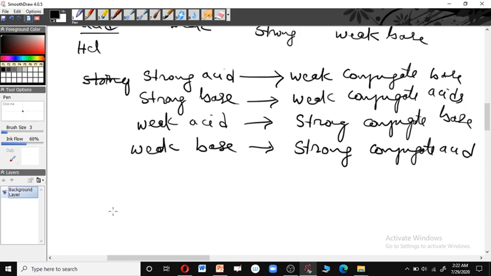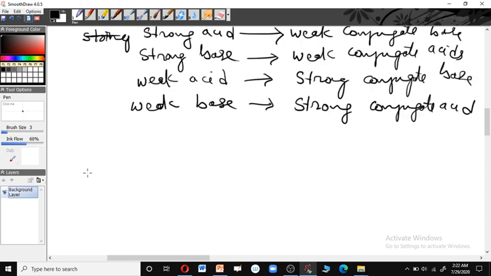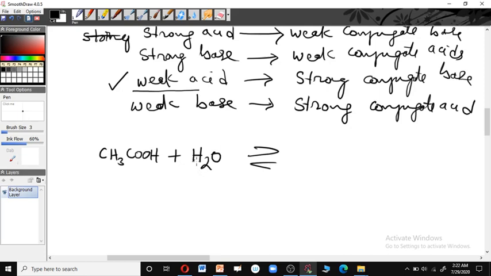So suppose you have a reaction with CH3COOH, that is acetic acid. Acetic acid is a weak acid. So what will a weak acid give? A strong conjugate base. Let's see. When a weak acid undergoes reaction with H2O, you get H3O plus and CH3COO minus.